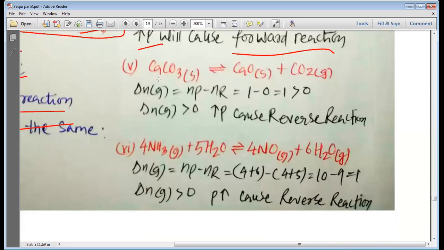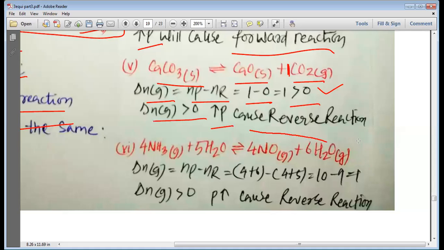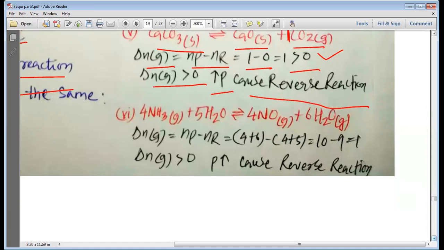In the same way, if you look into the next question, CaCO3 solid gives CaO solid plus CO2 gas. We have only 1 mole of gaseous product; the reactant and the other product are both solid. So here, delta N gas is equal to NP minus NR, which is 1 minus 0, that is equal to 1, which is greater than 0, and therefore increase in pressure will cause the reverse reaction to take place. We have the next question.